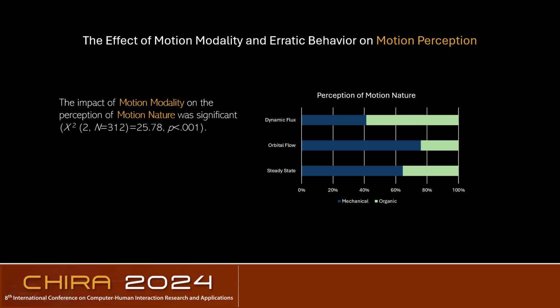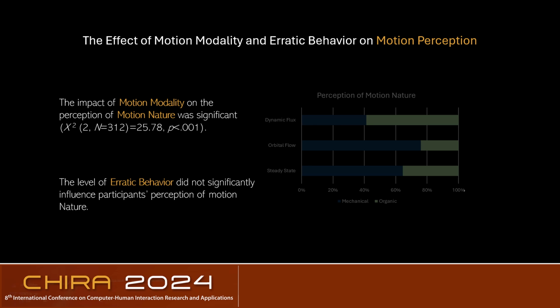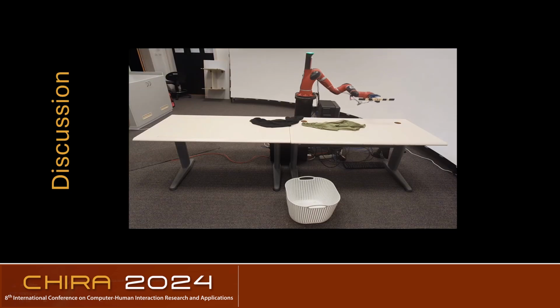Furthermore, the respondents were asked to characterize the motion nature as either mechanical or organic. The impact of motion modality on the perceptions of motion nature was significant. Specifically, the dynamic flux profile was perceived as organic, while both the steady state and orbital flow profiles were associated with mechanical characteristics. The level of erratic behavior did not significantly influence participants' perceptions of motion flow.